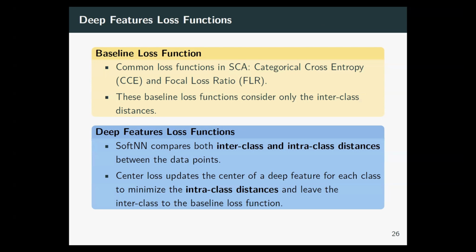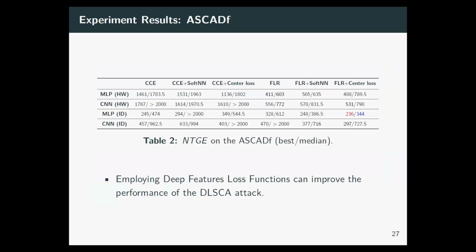This means that instead of just doing this, they consider all the data points labeled dog, and try to minimize the distance and make them as close as possible. Doing this will enhance the discriminative power of the neural network, and we hope that through this it can improve the performance in DLSCA. So in our work, we show that indeed employing the deep feature loss function can improve the performance of the DLSCA attack.